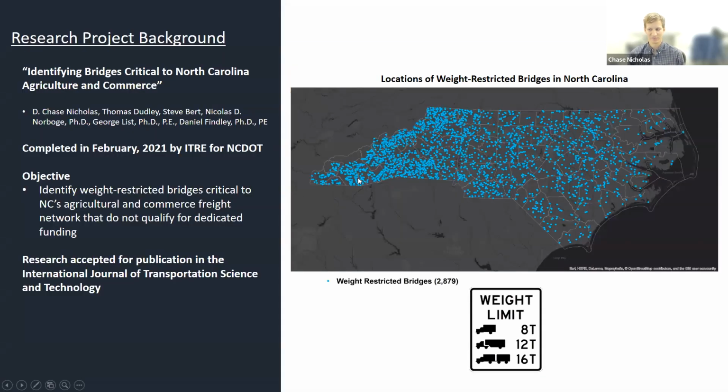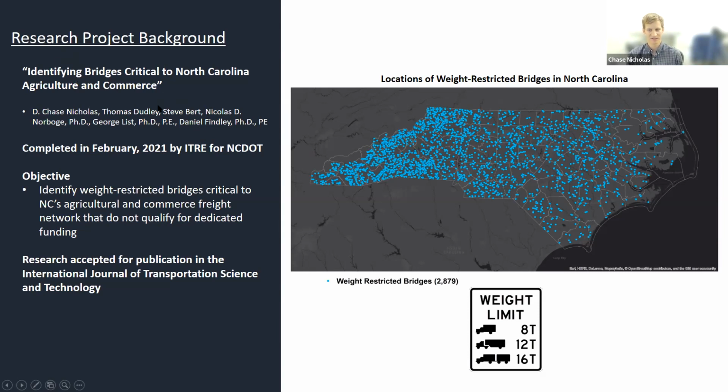So just to give you a little bit of background about where this application comes from. In early 2021, our research team here at NC State, that included not just myself, but also Thomas Dudley, Steve Burt, Nick Norwich, George List, and Daniel Findley, completed this research project for NCDOT titled Identifying Bridges Critical to North Carolina Agriculture and Commerce. And our objective there was to identify the weight-restricted bridges throughout the state that are critical to the agriculture and commerce freight network.